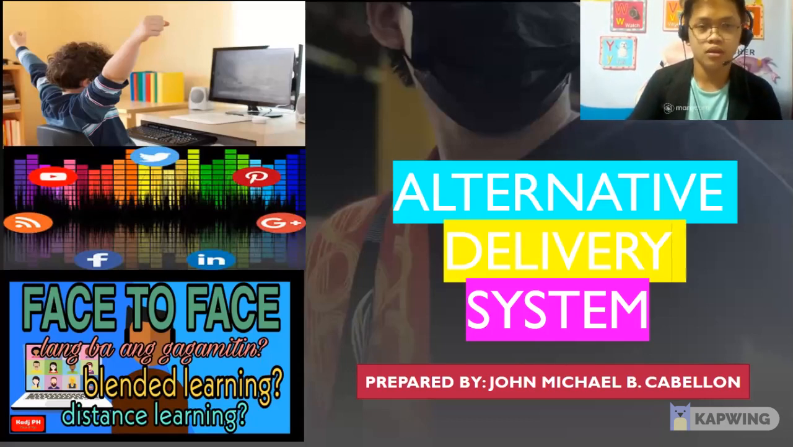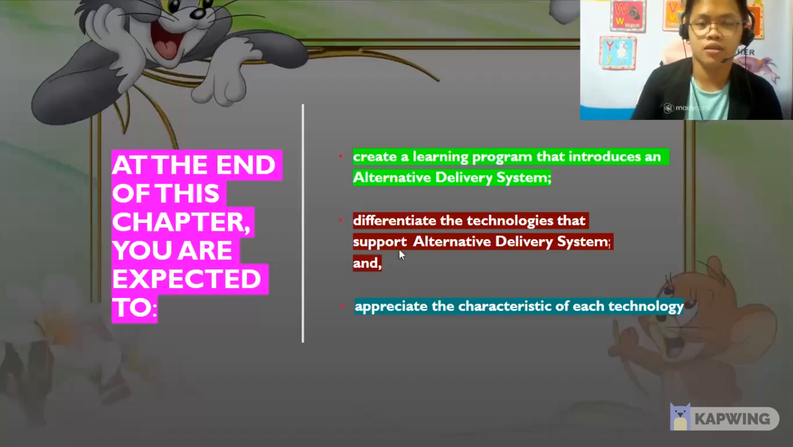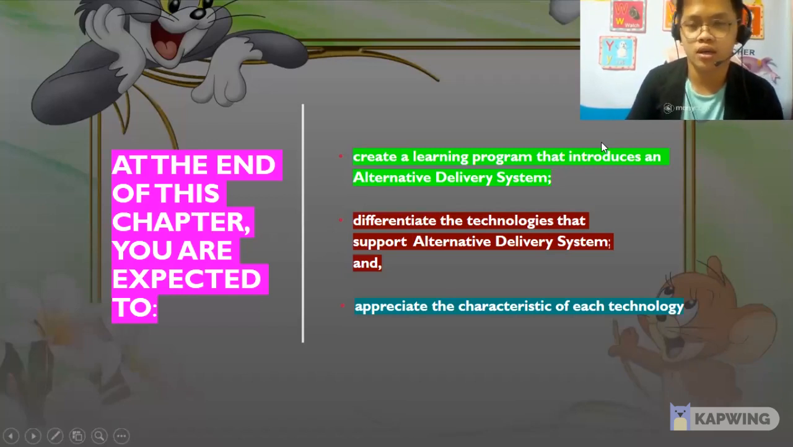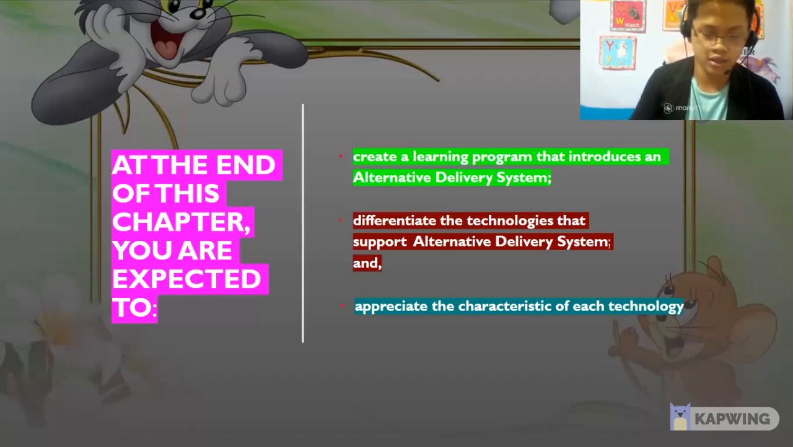So we have a learning objective. At the end of this chapter, we are expected to create a learning program that introduces an alternative delivery system, differentiate the technologies that support alternative delivery system, and lastly, appreciate the characteristic of each technology. Technology is very important today in delivering information.